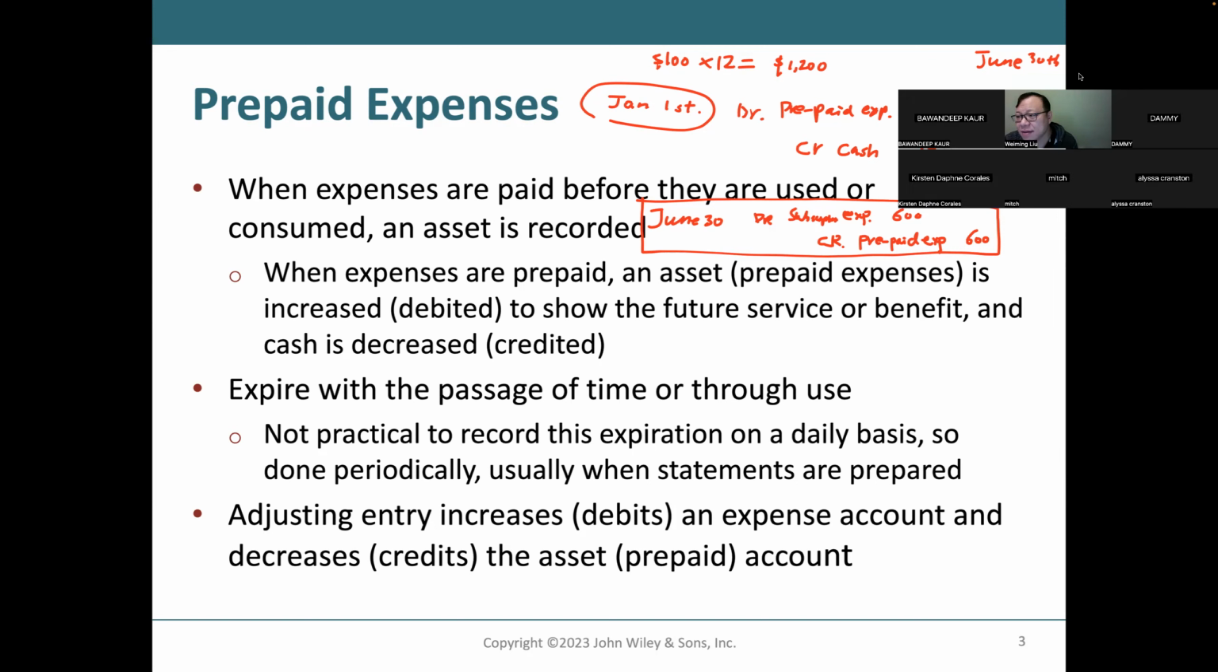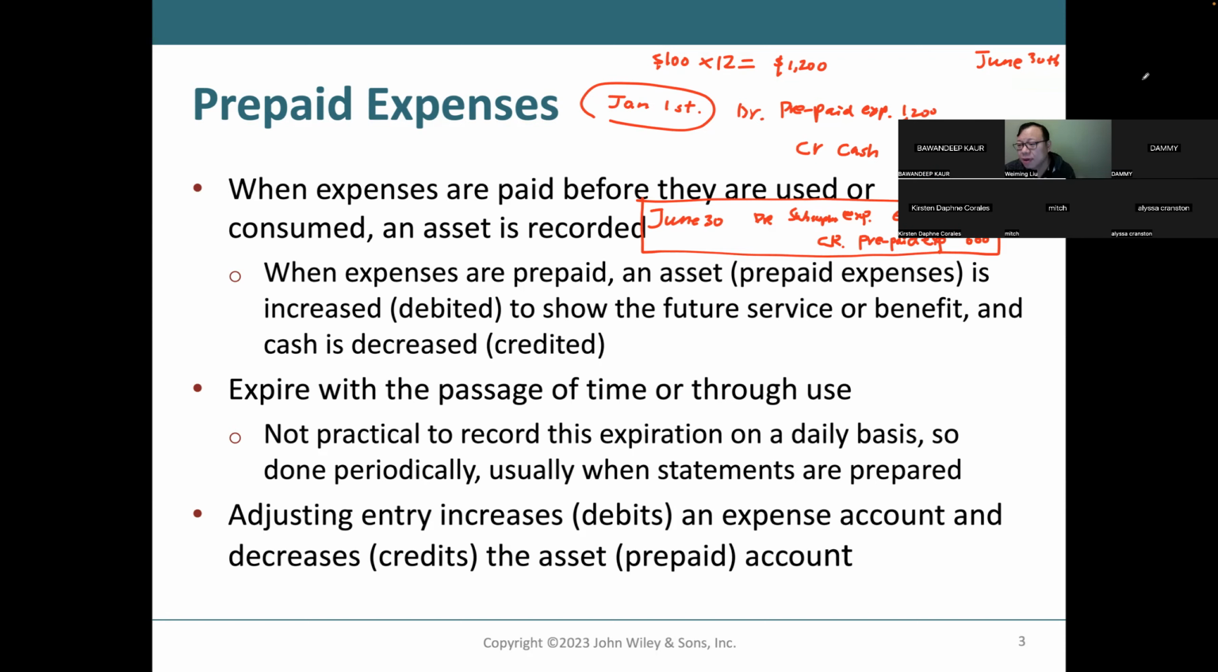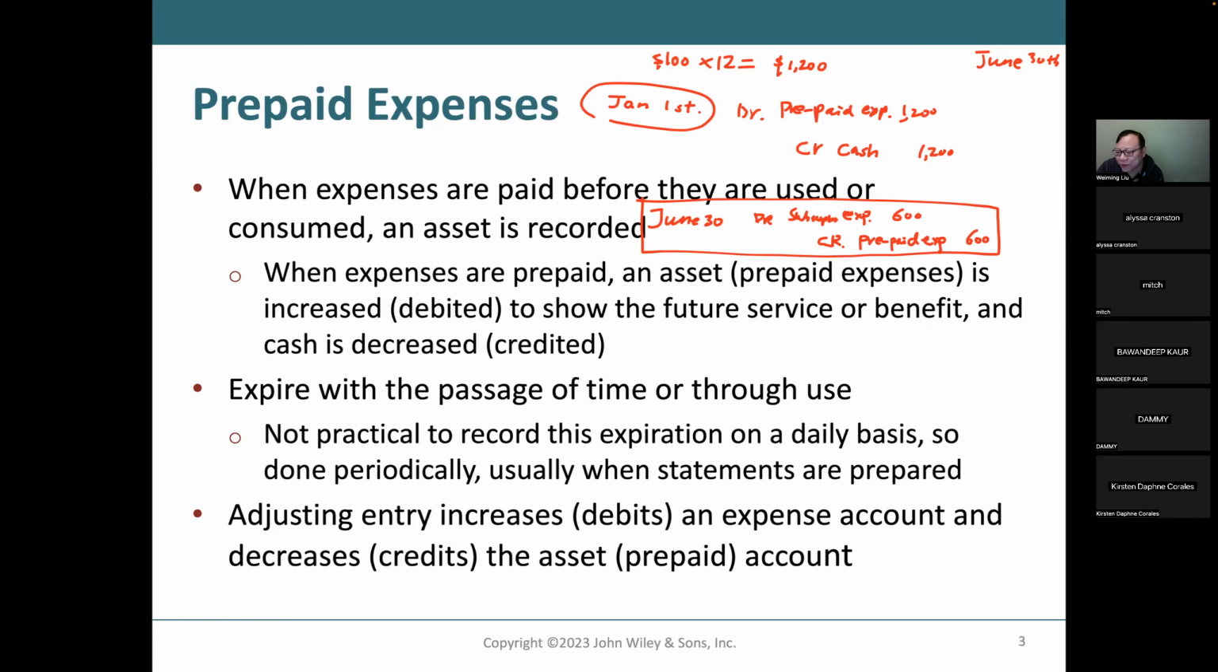Does this make sense? If it makes sense, give me a thumbs up. 1, 2, 3. Okay, there are 3 students. What about the other students? Oh, 4. I have a 4th student.